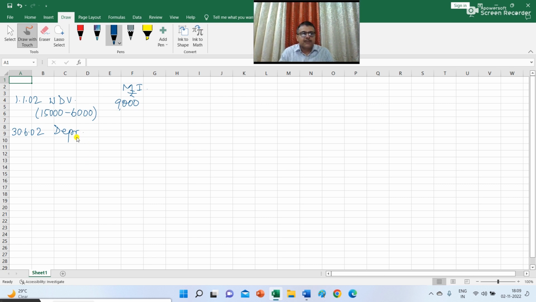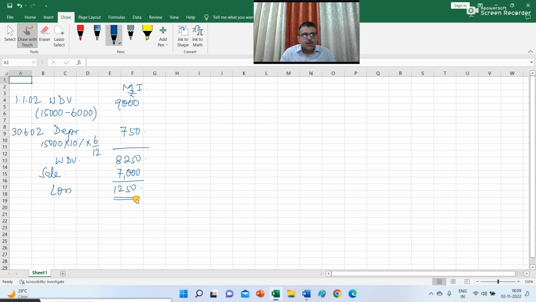So you need to charge depreciation on this machine for 6 months from 1st January to 30th June. So 15,000 into 10% into 6 by 12. You will get 750 as depreciation on the machine that was sold on 30th June 2002. So the written down value is 8,250 and the machine was disposed for rupees 7,000. So 1,250 is the amount of loss incurred on the sale of this machinery.